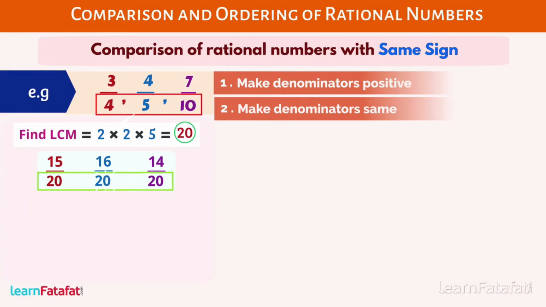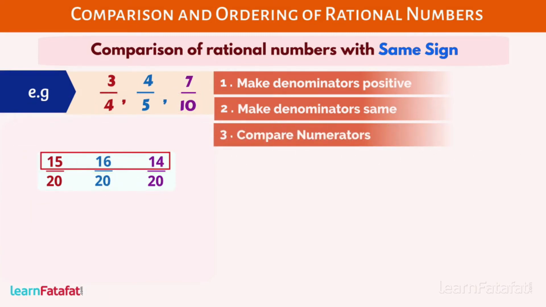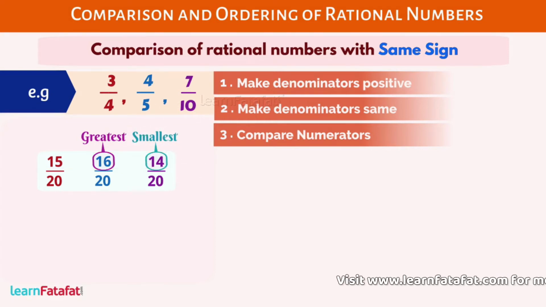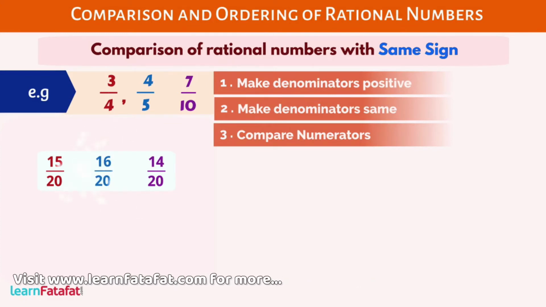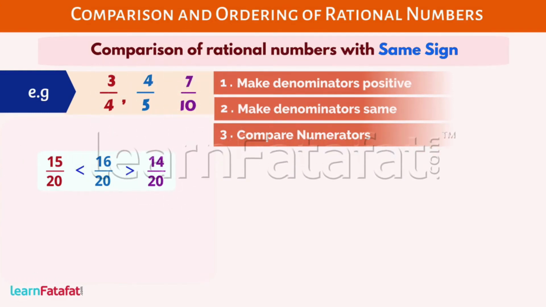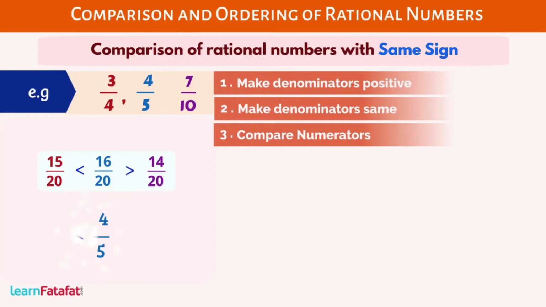Once we have common denominators, simply compare their numerators to find greater and smaller rational numbers. So numerator 16 is greatest and numerator 14 is smallest. So the rational number 16 by 20 is greater than 15 by 20, which is greater than 14 by 20. That is, among given fractions, 4 by 5 is greater than 3 by 4, which is again greater than 7 by 10.